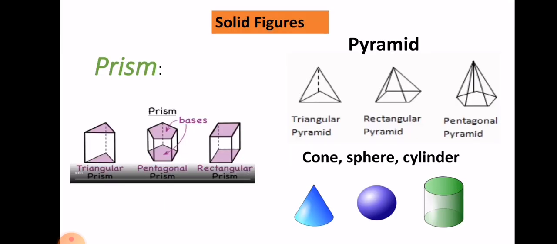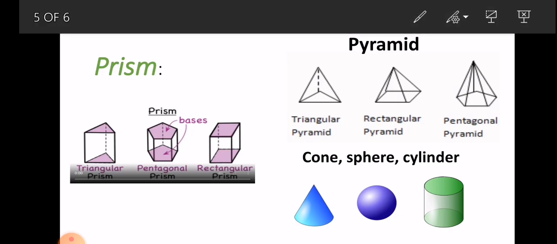Okay, let's move to another part, which is the solid figure. So I finished the polygon. All the polygons were flat shapes, but now I moved to the three-dimensional shapes, which are solid figures. We took some types of solid figures, like first we have the prism. We said that the prisms are polyhedrons. What do polyhedrons mean? It means each face in it is a polygon.